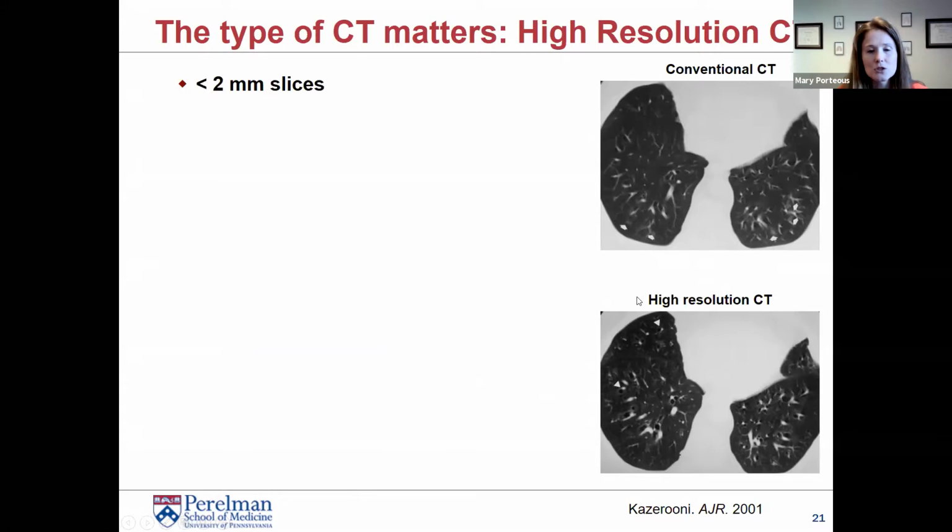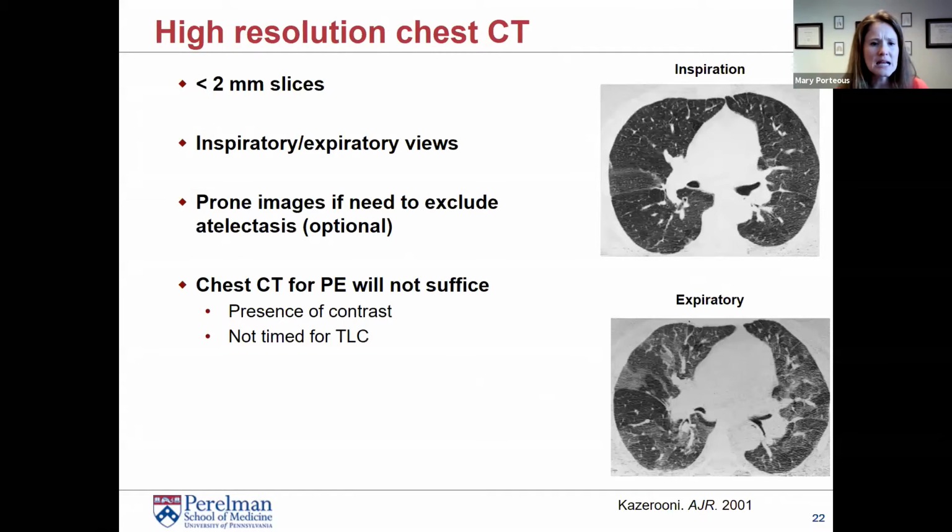If you're suspicious or you see it, the person needs a high res. Given the amount of time I have to see people and then have to get another one, that can totally change things. Honeycombing that wasn't seen on the conventional CT can become just in your face on the high resolution. Getting inspiratory and expiratory views is important.